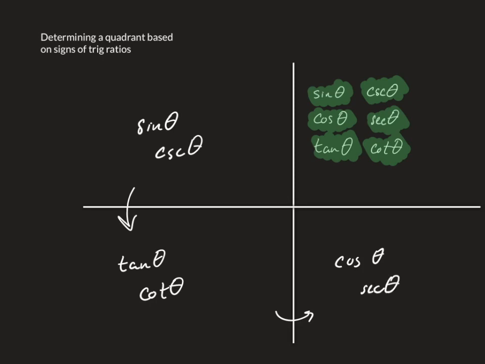So everything is positive in the first quadrant. That's everything here. Everything here is positive in the first quadrant. Only sine and cosecant are positive in the second quadrant. Only tangent and cotangent are positive in the third quadrant. And then cosine and secant are positive in the fourth quadrant.